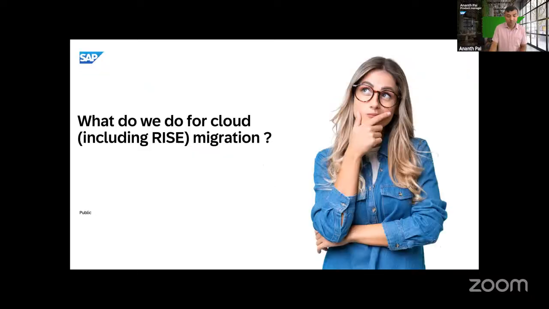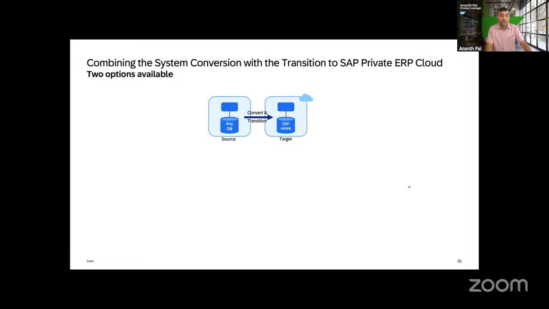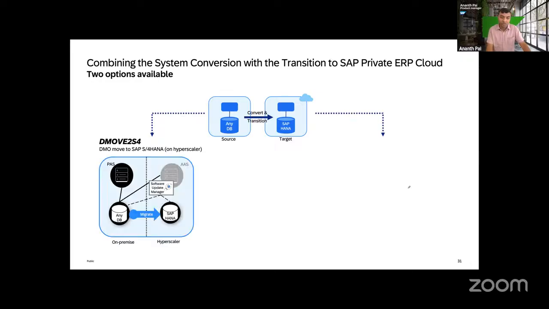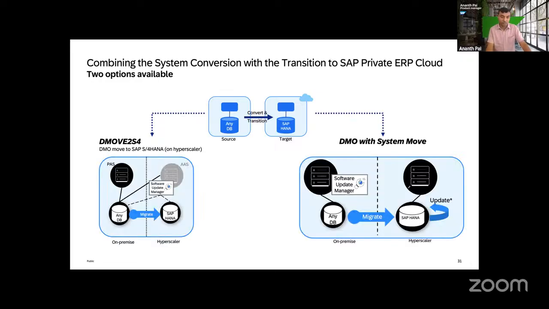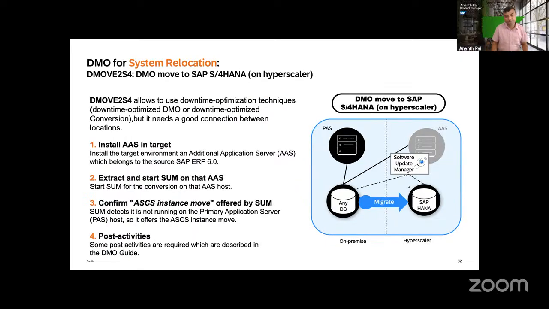Moving on. Now, what if we want to migrate our system from an on-prem data center to a cloud, or maybe include a RISE migration? So we have covered that as well. So you can use the Software Update Manager tool to transition to SAP Private ERP Cloud. And there are two options. The first one is DMOVE to S4, and the second option is DMO with system move. I'll start with the first option, which is DMOVE to S4.